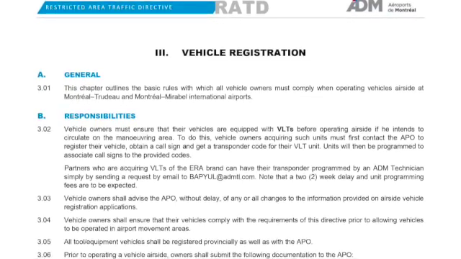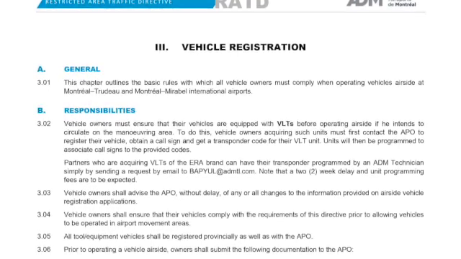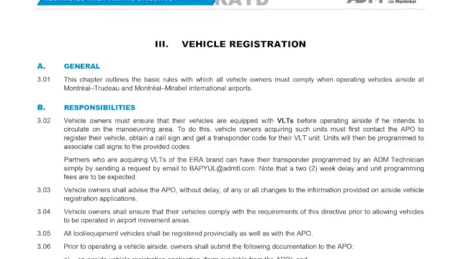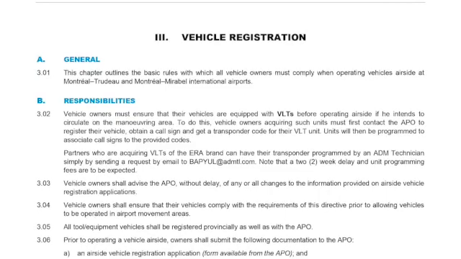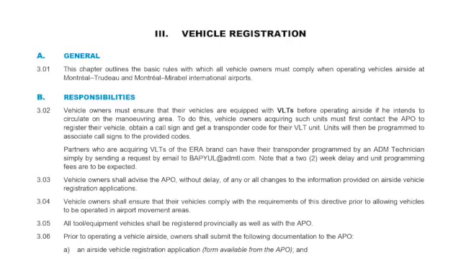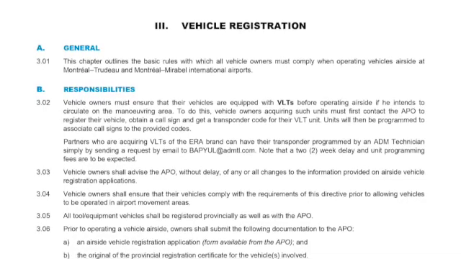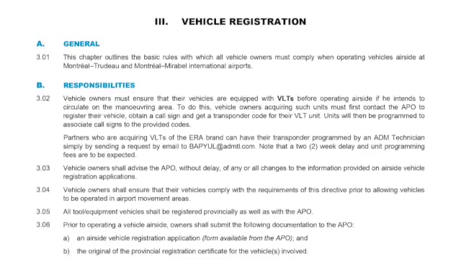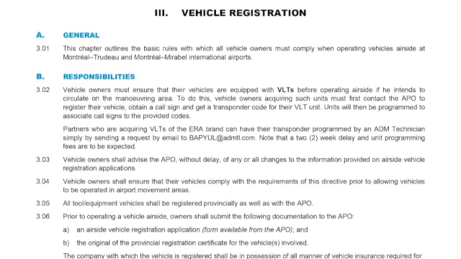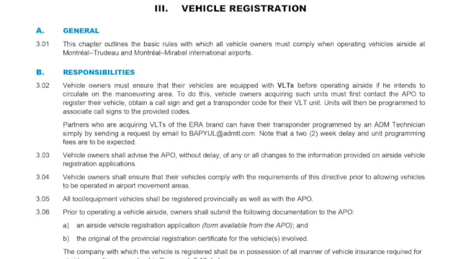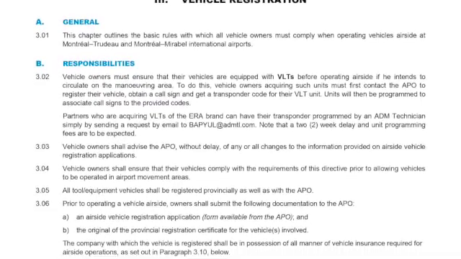To do this, vehicle owners acquiring such units must first contact the APO to register their vehicle, obtain a call sign and get a transponder code for their VLT unit. Units will then be programmed to associate call signs to the provided codes. Partners who are acquiring VLTs of the Era brand can have their transponder programmed by an ADM technician simply by sending a request by email to bapul@admtl.com. Note that a 2-week delay and unit programming fees are to be expected.